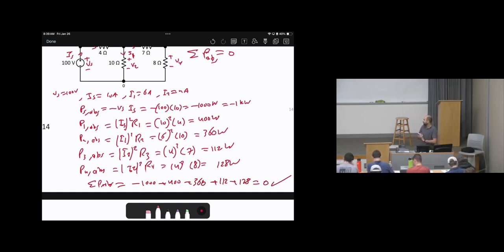Okay, so 400 plus 360 is 760, plus 112, plus 128, which is 240, 240 plus 760 is 1000. So negative 1000 plus 1000 equals 0. That's it. Okay? Any questions?